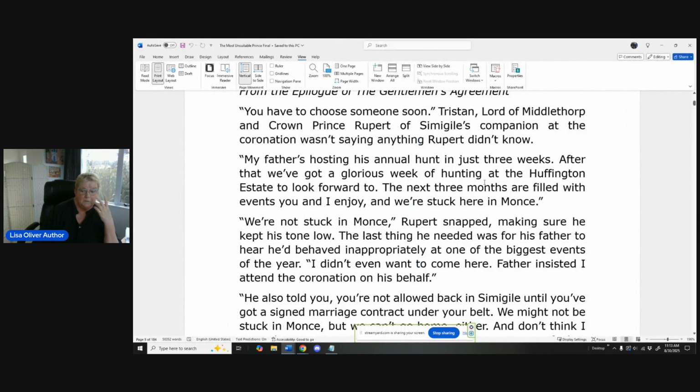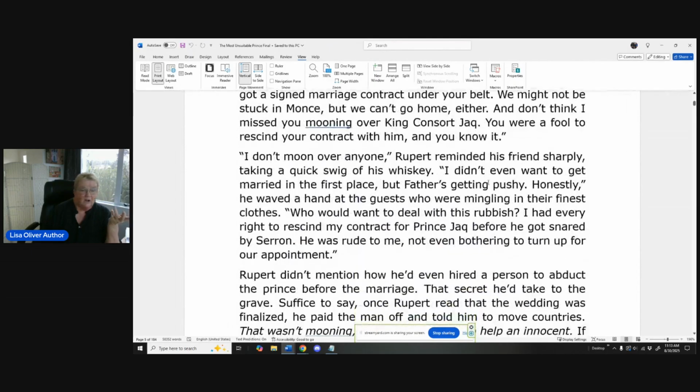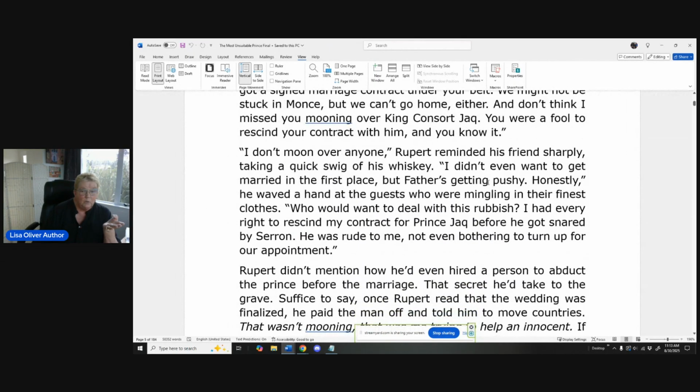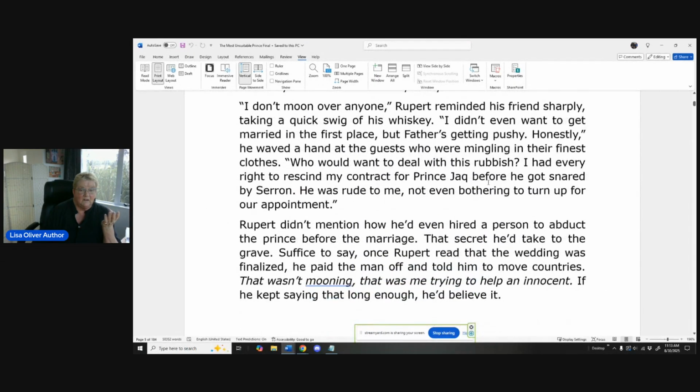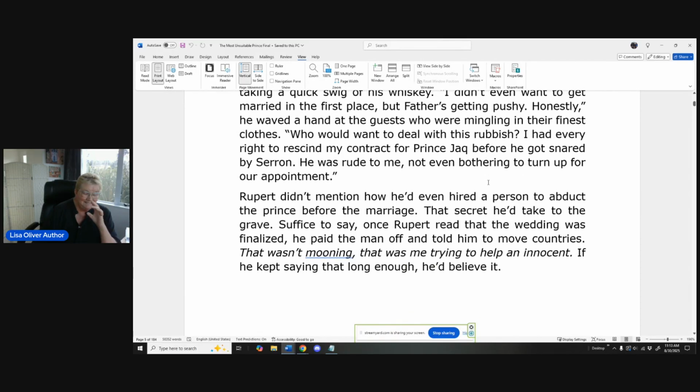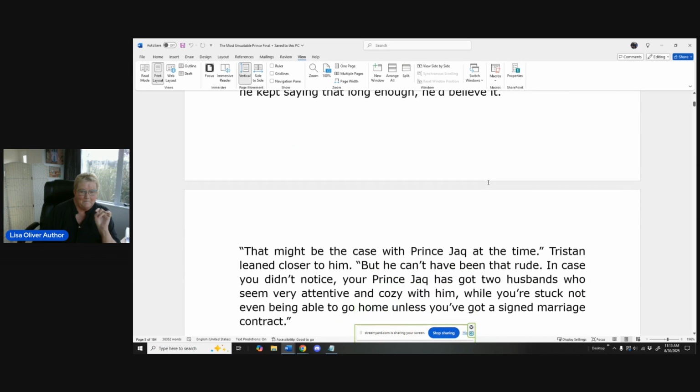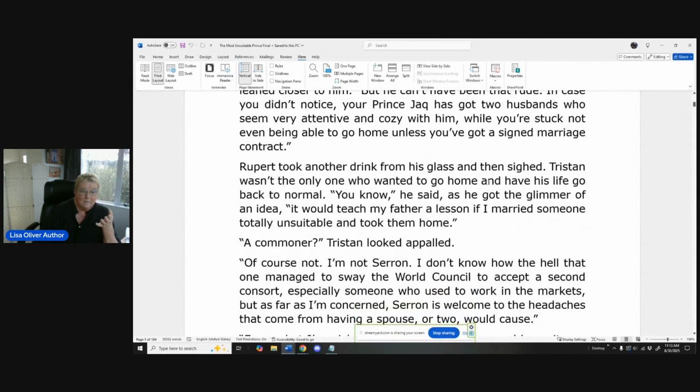he's really annoyed. We hear about the fact he's annoyed. The issue with Prince Jacques is something that was actually in the previous book. So that was why it was referenced, and readers will know about that if they've read the previous book, because as I say, this came from the epilogue of The Gentleman's Agreement. So they're talking about it.